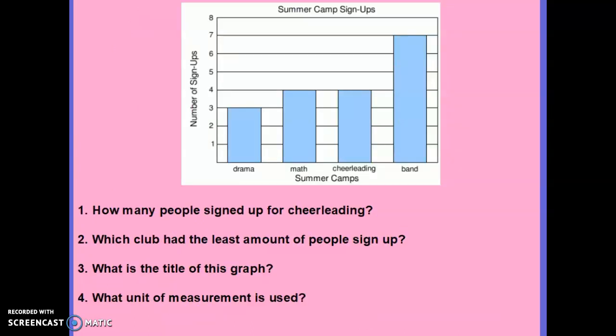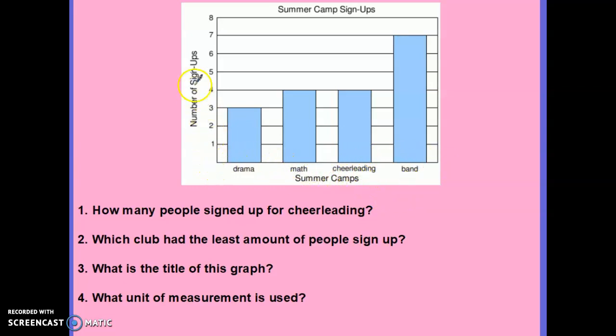So when I first see this graph, this isn't one that we made, so I automatically know that I need to read a little bit on it to see what it's all about so I can understand. I'm first going to notice my title. It says Summer Camp Signups. I'm going to notice my categories down here at the bottom. The label says Summer Camps, and the categories say Drama, Math, Cheerleading, and Band. So I know that these are all different types of summer camps.